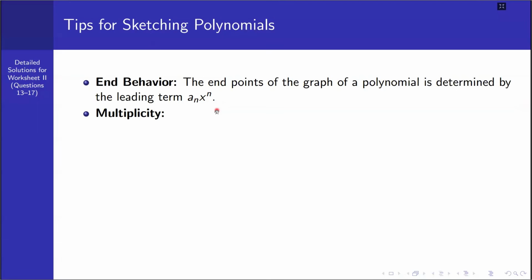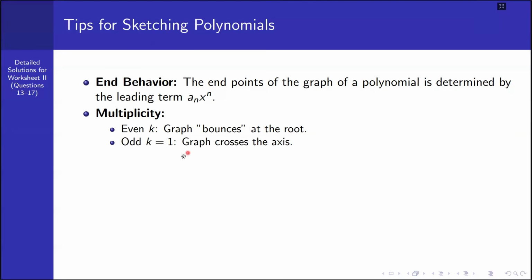Then, looking at multiplicity: if the given polynomial function has roots with multiplicity k, if k is even, the graph bounces at the root. It touches the root without crossing and returns to where it came from: if it came from above it goes back up, and if it came from below it touches the x-axis and goes back down. When k is odd, it crosses: coming from below it crosses and goes up, or coming from above it crosses and goes down. That is when the multiplicity of the root is 1 and odd, the graph will have this property.